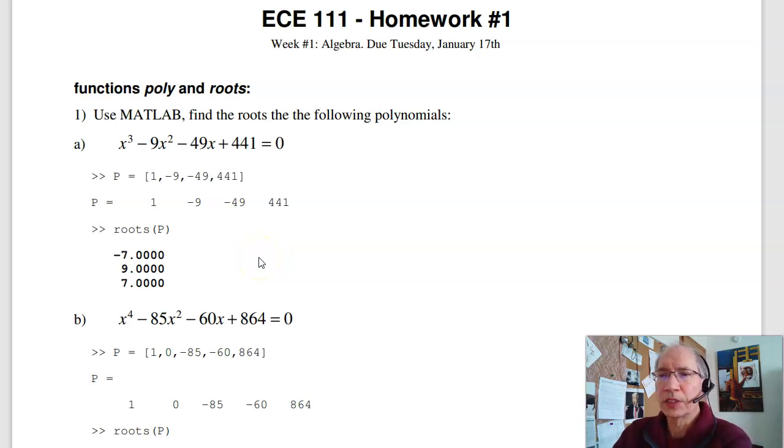Welcome to the solutions to homework set number 1 for ECE 111. The first set of problems are using Matlab to find the roots to a polynomial. Now Matlab is a really powerful program. Think of it like a high-powered calculator. One of the things it can do is, given a polynomial, it'll tell you the roots.